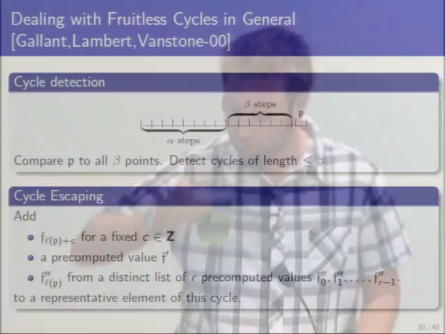Of course, cycles of any length can occur. A general technique described by Galland, Lambert, and Vanstone in 2000 is an elegant method. They simply say, we run for some alpha steps. We simply iterate and iterate and iterate. Alpha is usually much bigger than beta. And then we record the next beta steps.